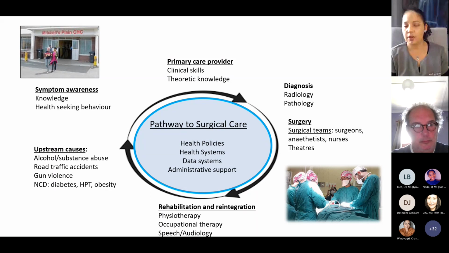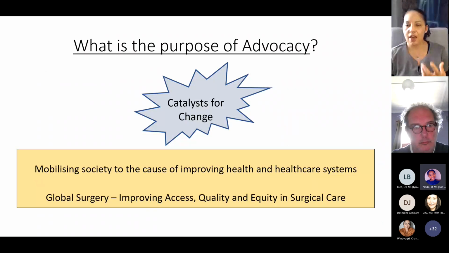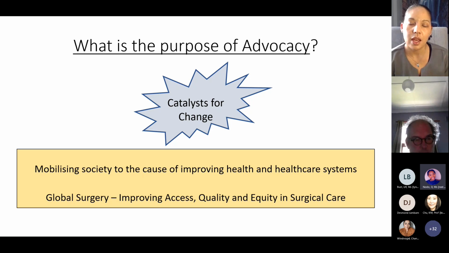So when we're thinking about advocating, and this is focused on surgical care, but obviously it relates to all forms of care, we're looking at a pathway of care, and every single part of this pathway needs intervention and it needs change. And the real purpose of advocacy is to be a catalyst for change. And in global health, and specifically in the global surgery arena, we're talking about catalysts for changing what the health outcomes are. And this means that we need to bring society behind the cause of improving health and health systems and healthcare.